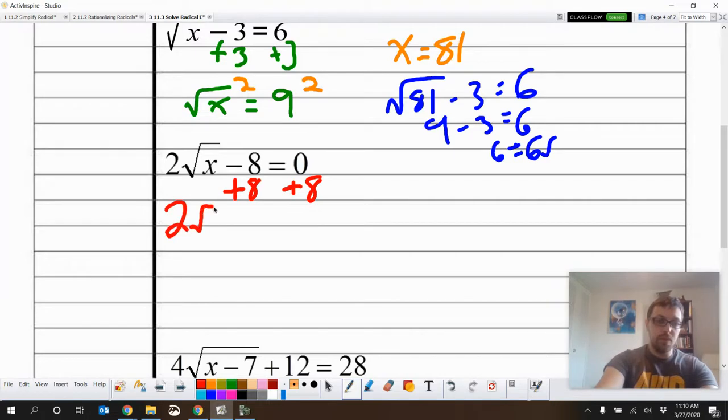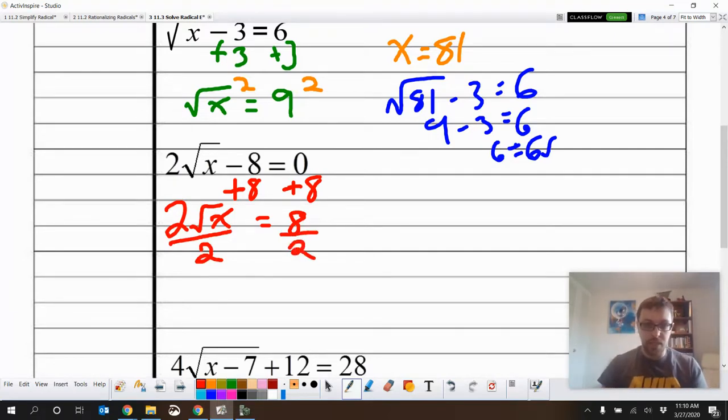We get 2 square roots of x equals 8. And now just as if this was 2x, you would divide both sides by 2. We're going to do the same thing. The fact that there's a square root doesn't change any of our solving steps as we try to isolate that radical. Nothing happens to that radical x because it's inside of that radical. You can't do anything to the x.